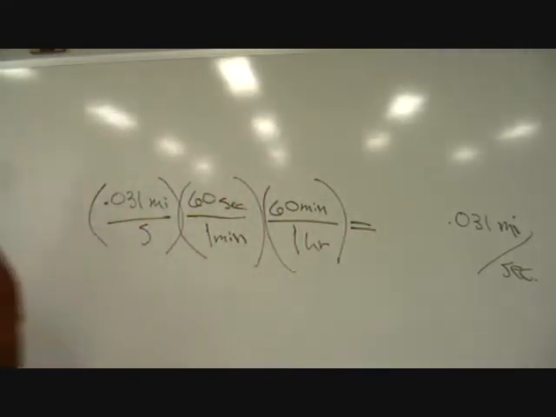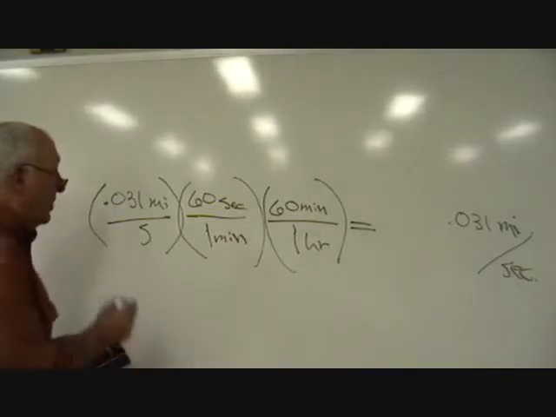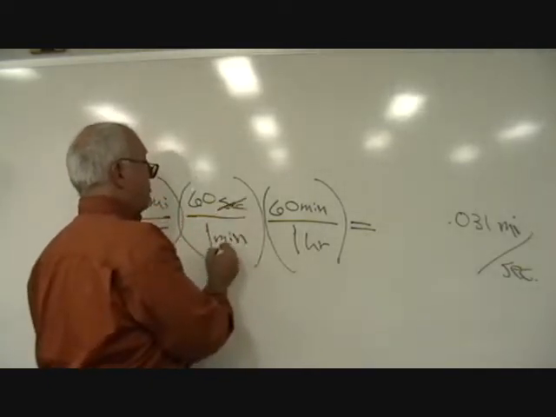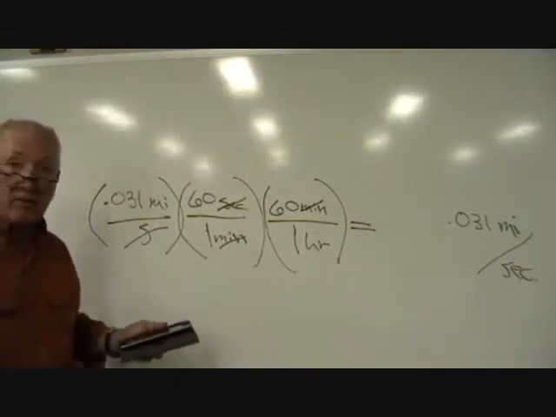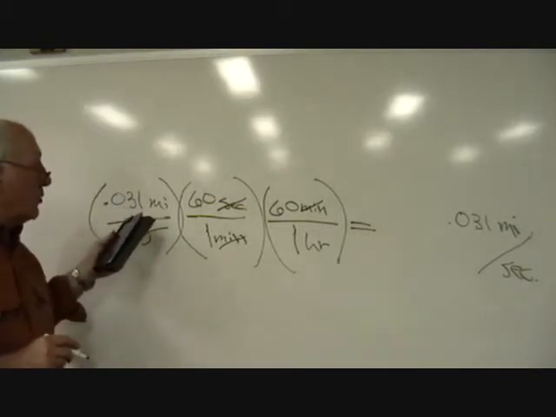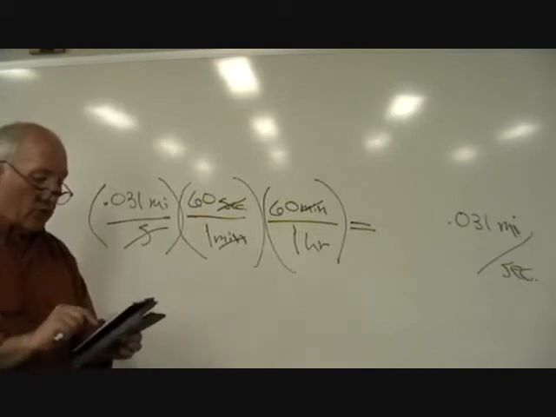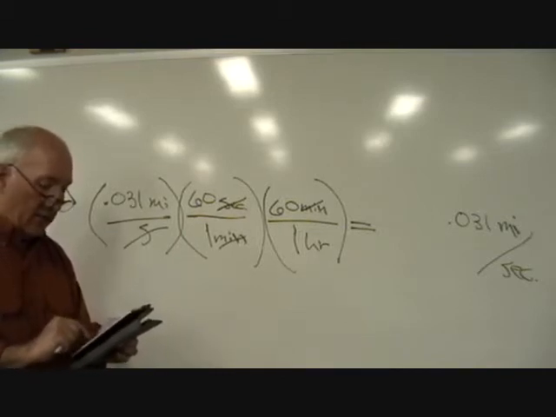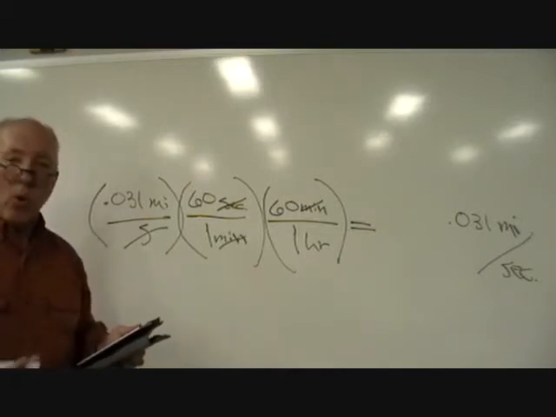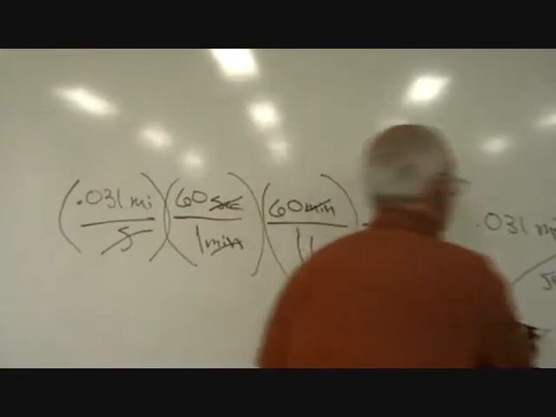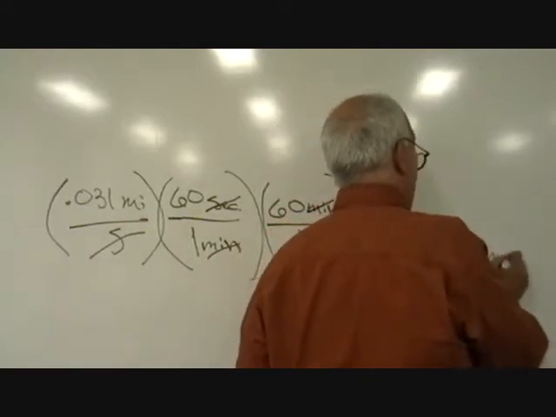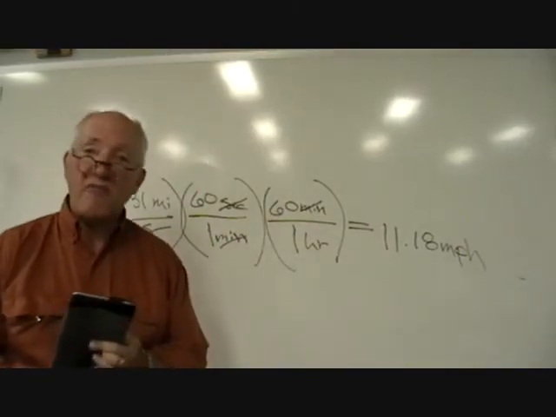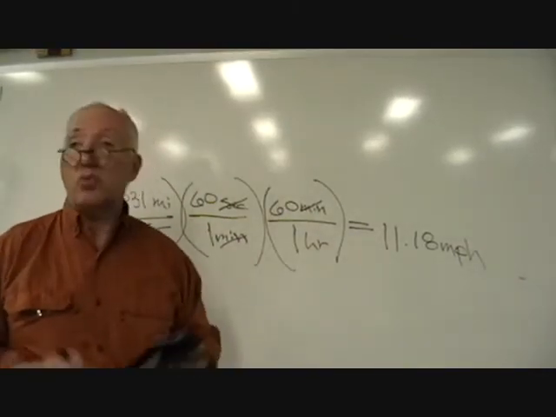So now I grab my calculator again. First of all, let's cancel our units. Seconds is going to cancel seconds. Minutes is going to cancel minutes. I've got all ones on the bottom. I don't even have to divide, because dividing by one, everything equals itself. Now I want to take my 0.031 times 60 times 60 equals, and I end up with 11.18 miles per hour. 11.18 mph, miles per hour. So my 5 meters per second is getting real close to 12 miles an hour.